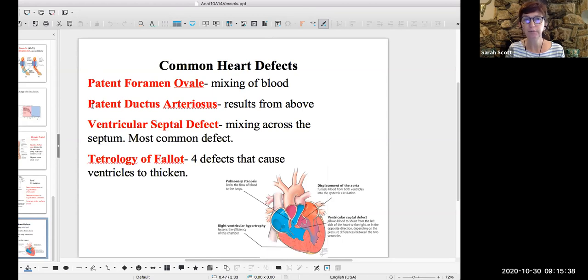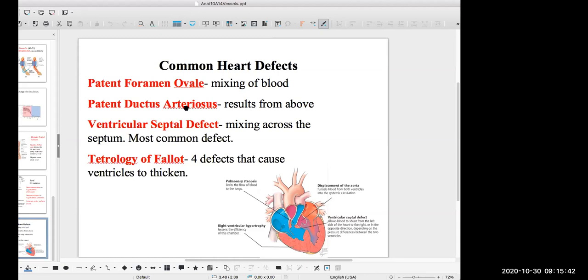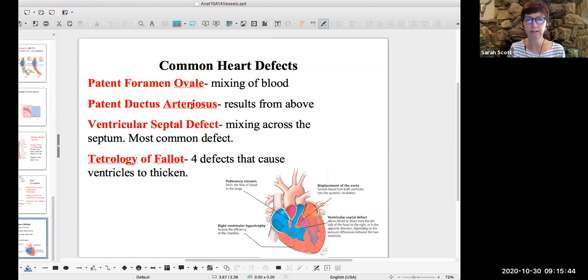Another fairly common defect is when the ductus arteriosus doesn't close. That's patent ductus arteriosus. And again, you will have a problem of blood flow going from the pulmonary trunk into the aorta. Now, these other ones are a little bit different.